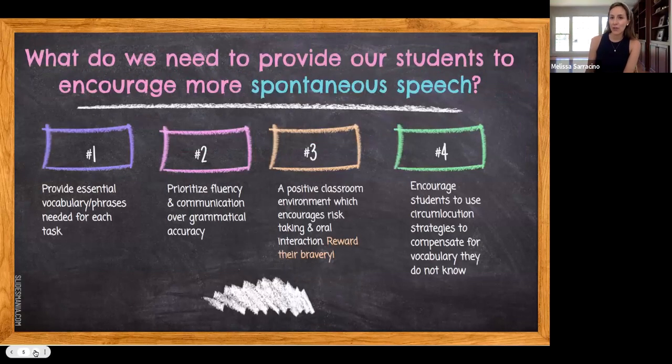So what do we need to provide our students to encourage more spontaneous speech? We need to provide essential vocab and phrases needed for every task that we want them to complete so that they feel comfortable using the language. The more vocabulary that they have via chat mat or a word wall, the more they're able to communicate. We have to make sure we prioritize fluency and communication over grammatical accuracy and communicate the importance of that. I think creating a positive classroom environment, which encourages risk-taking and oral interaction, is super important.